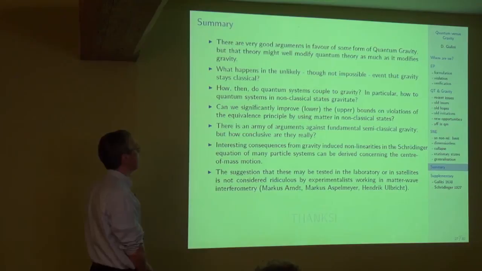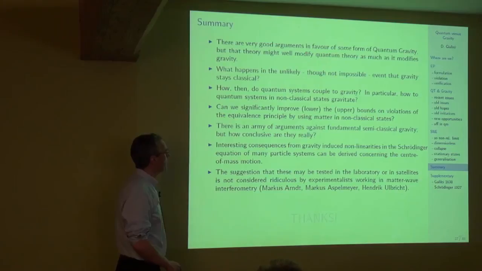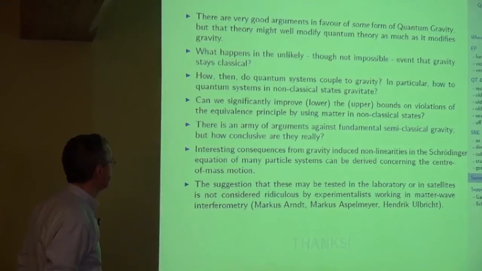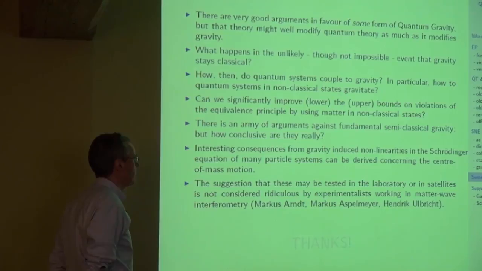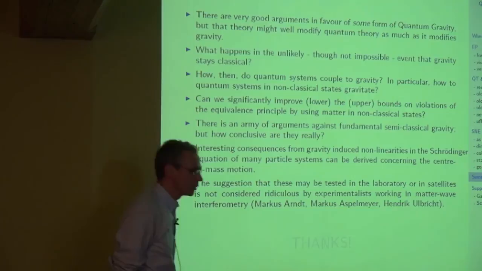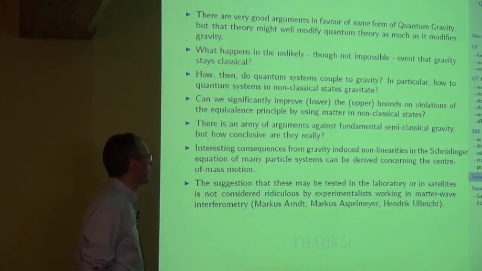One question that my colleagues in the laboratories ask is, can we significantly improve means to lower the upper bounds on violations of the equivalence principle by using matter in non-classical states? That's what they want to test. So they want to test some sort of quantum equivalence principle, but before you test that, you have to formulate it. So what is the quantum equivalence principle, whose possible violations you want to test? And one question I'm interested in is, there's an army of arguments against fundamental semi-classical gravity, but all these arguments presuppose some validity of the standard quantum mechanical formalism, including the collapse postulate, which itself is, for some at least, problematic. And it's not clear to me how convincing these arguments really are.